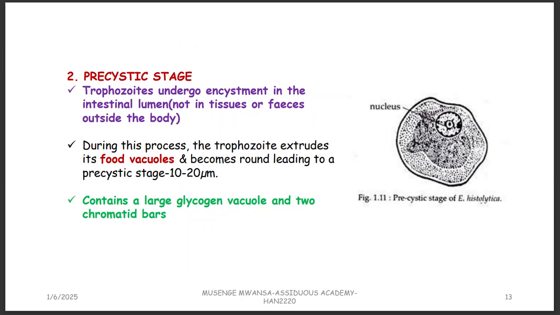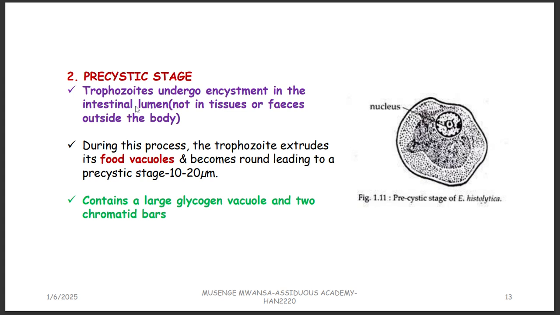The second form of this parasite is the precyst. What happens is that the trophozoite is going to undergo what is known as encystment. I need you to differentiate these two. If there is an X after E, that is known as excystment. This is encystment. To encyst is to become a cyst. Excyst is to move from a cyst into another form. So before a trophozoite can become a cyst, that is encystment, it actually does that in the intestinal lumen.